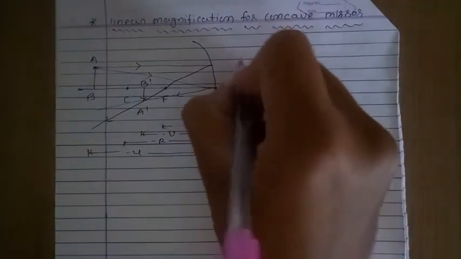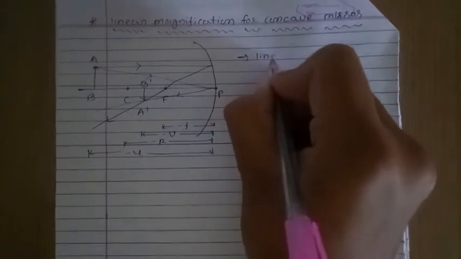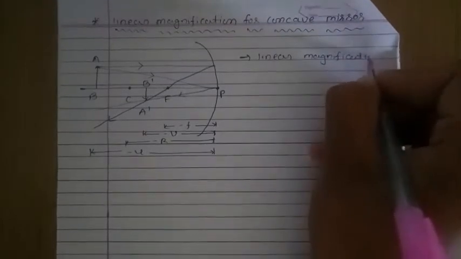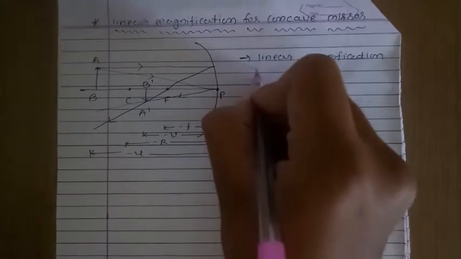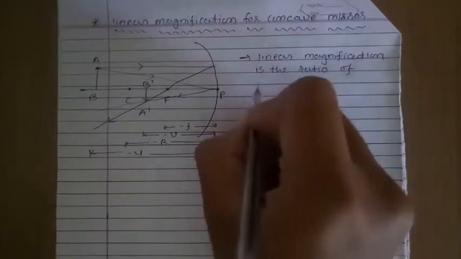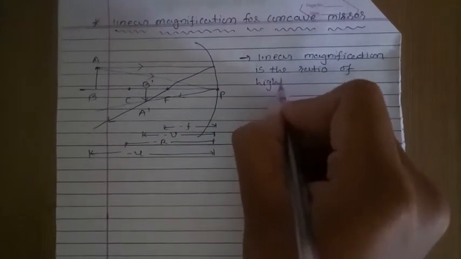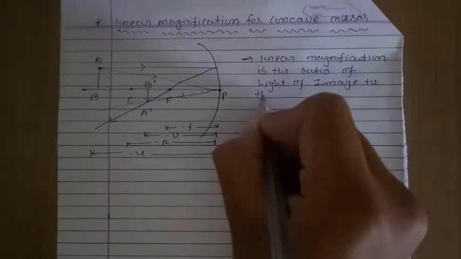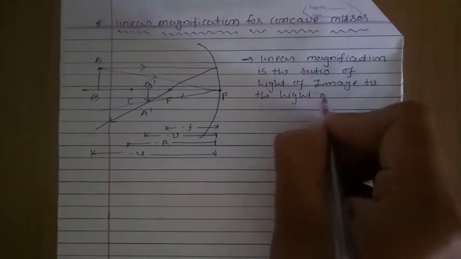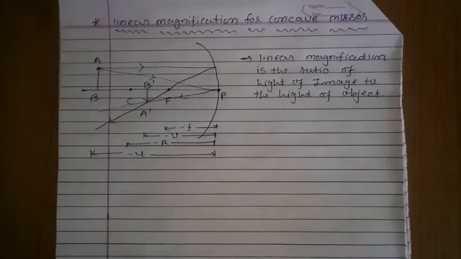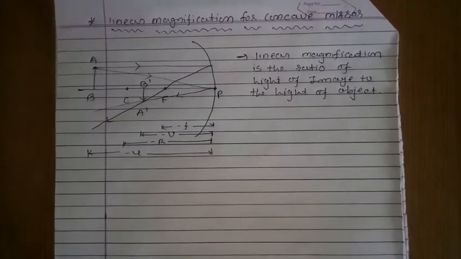So we can write that linear magnification is the ratio of the height of the image to the height of the object.